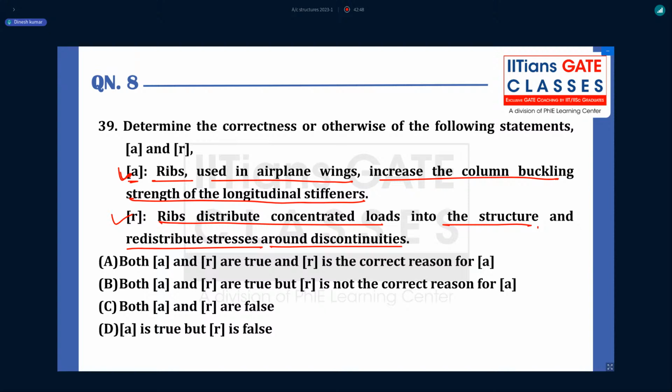For this, I have shared one document by an IIT Kanpur professor. It is kept in our drive, so you can refer to it, those IGC students, to learn more about aircraft structural elements, their functionality, and the load supported by them. Satish, is it clear? So both A and R are true, and R is the correct reason for A is the answer.